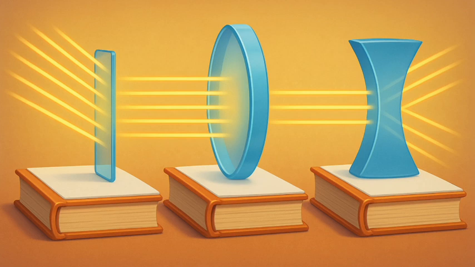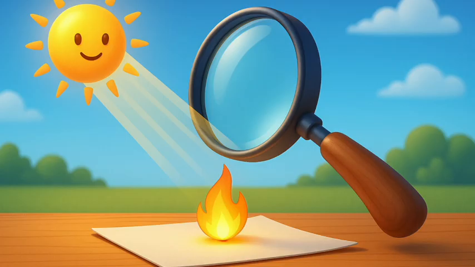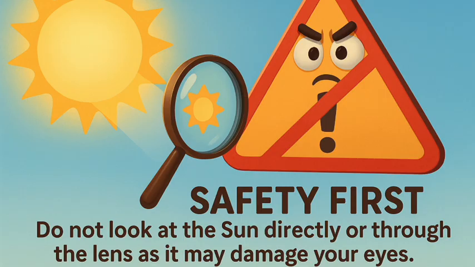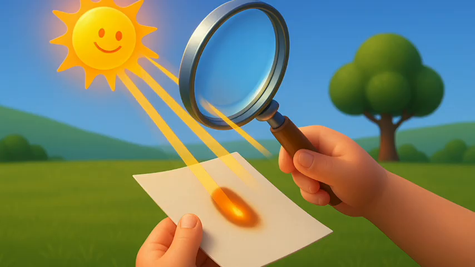Since a convex lens converges a light beam, can it also burn a paper? Activity 10.11, let us investigate. 1. Repeat Activity 10.7 by putting a convex lens in the path of sun rays in place of a concave mirror. Could you burn the paper? Safety first, do not look at the sun directly or through the lens as it may damage your eyes. Where all are the lenses used? Fig. 10.19, converging sunlight on paper using a convex lens.